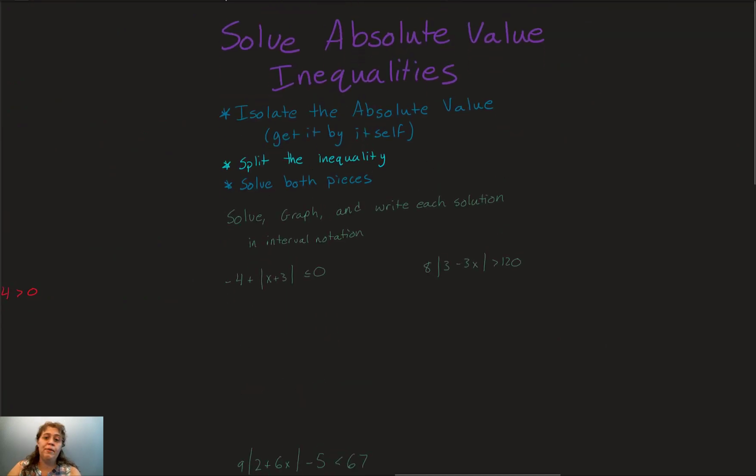Now we're going to talk about solving absolute value inequalities. Yeah, this one's going to go a little bit longer than the previous two. First thing you do is you always get the absolute value by itself, pretend like it's the ginormous variable, and then we have to split the inequality, just like we did with absolute value equations. We're going to split absolute value inequalities, and then we're going to solve both of the pieces.